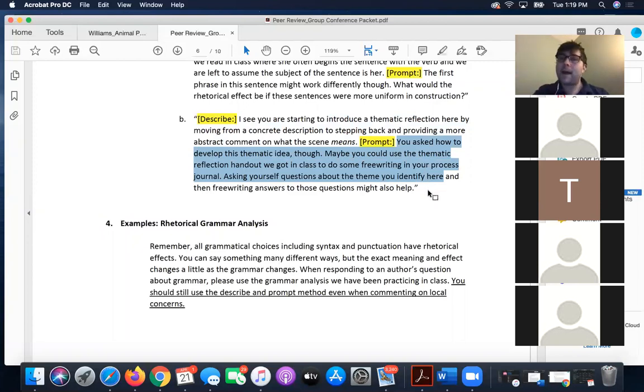So there they're calling back to the author's side shadowing comment. Maybe you could use the thematic reflection handout we got in class to do some free writing in your process journal. Asking yourself questions about the theme you identify here and then free writing answers to those questions might also help. So there they're giving them something specific to do, but they aren't just rewriting the text for them.